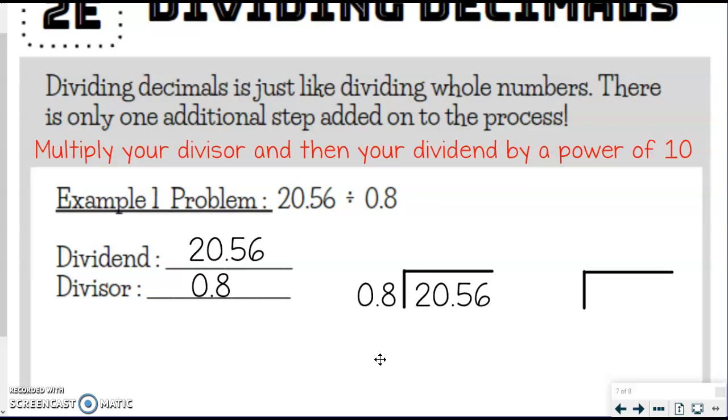So a very easy way to fix this is following your rule up here. Multiply your divisor and then your dividend by a power of 10. The reason you have to multiply it by both is because you don't want to change the meaning of the problem.